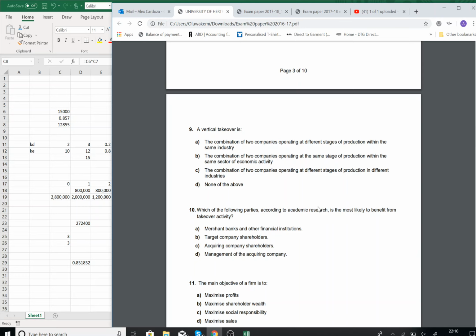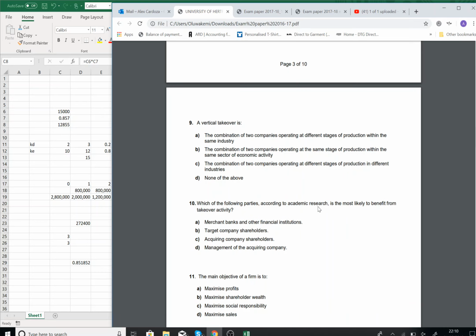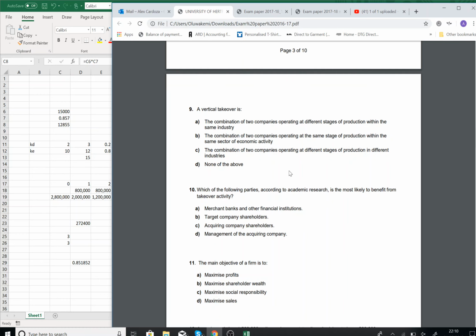So a vertical takeover is a combination of 2 companies operating at different stages of production within the same industry. So that is correct. Yeah. So that's A. Yeah. So 9 is A.